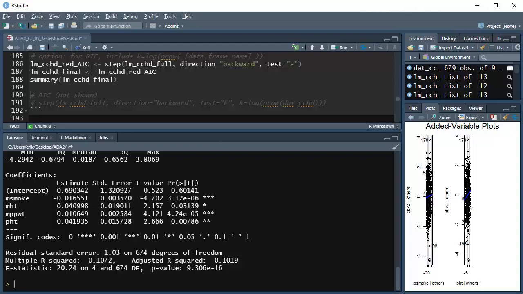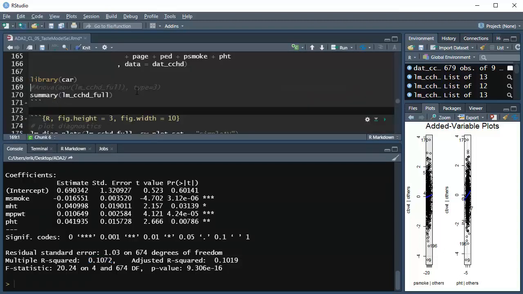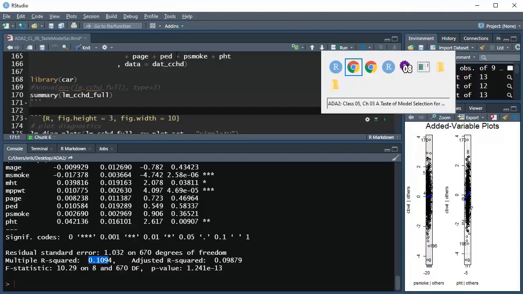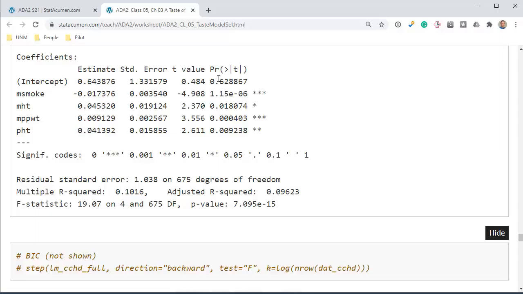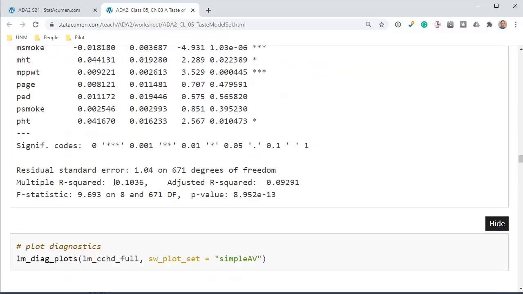We have about the same interpretation of each of our coefficients. Multiple R squared, we're actually able to explain more variability now than we could before, and that is true also with the full model. If we page up and look at a summary of the full model, we started at 1094, whereas previously for the full model we had 1036.